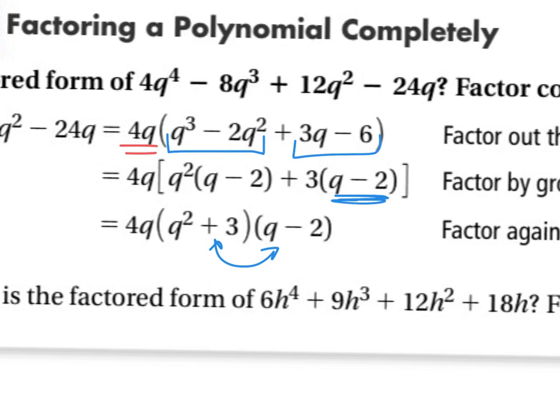One thing to mention here: notice this still has a q squared in it. Just watch out, because if the parentheses had a q squared minus 4 or something, that would still be a difference of squares that we could continue to factor further. So some of the problems may continue on past just doing the factoring by grouping.